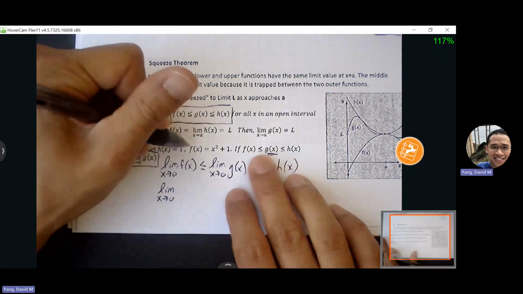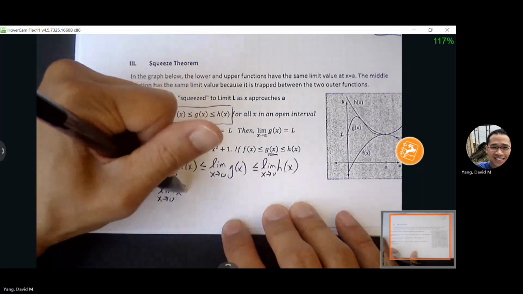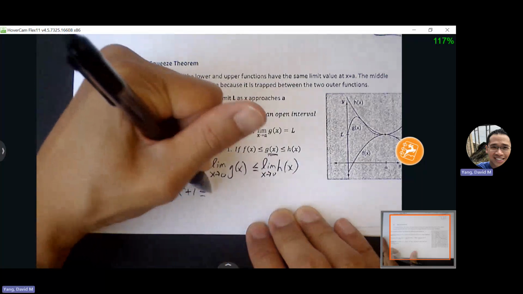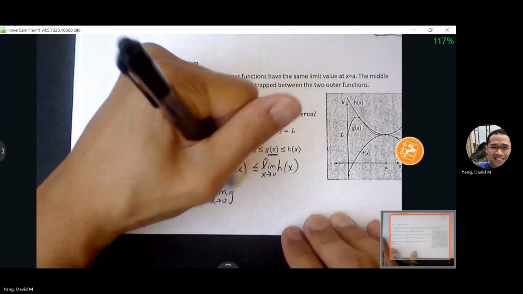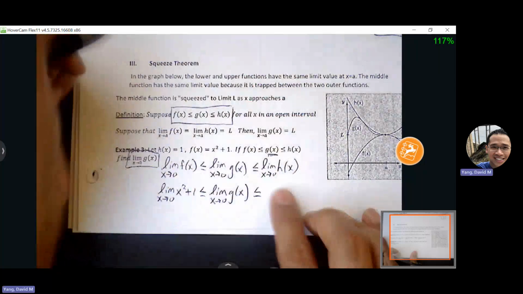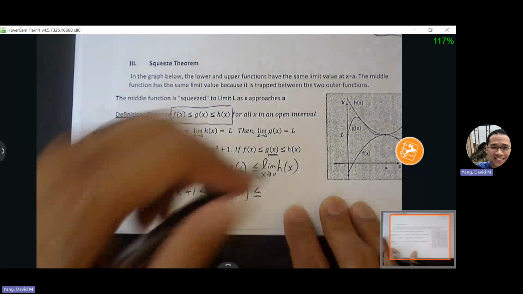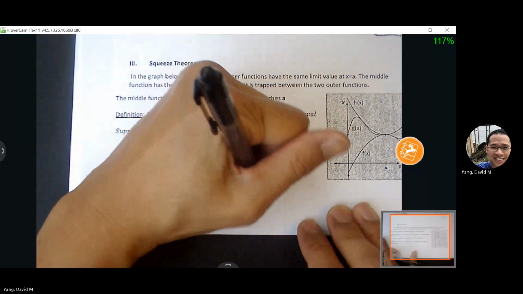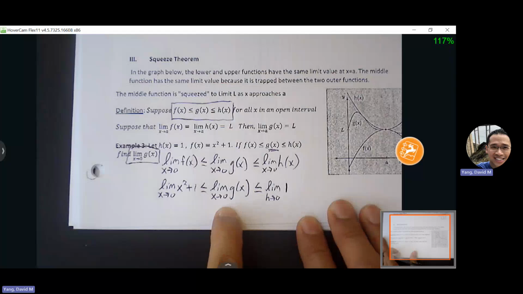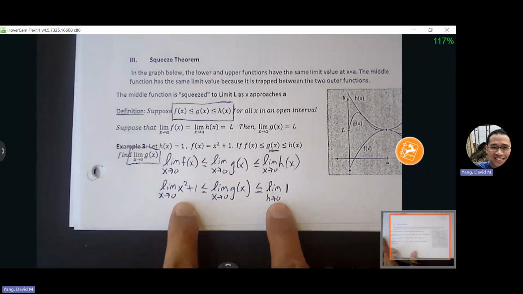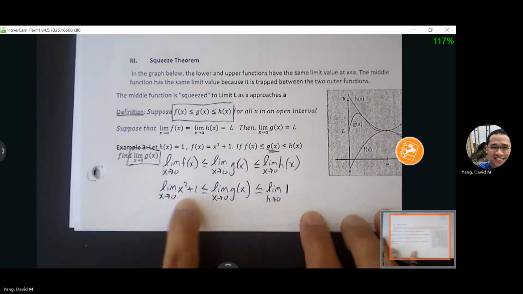F is just x squared plus 1. My middle function is still unknown. And then my upper function is just a 1. The middle is still unknown, but we can make some progress with the lower and upper. Direct substitution, what is this going to give us?